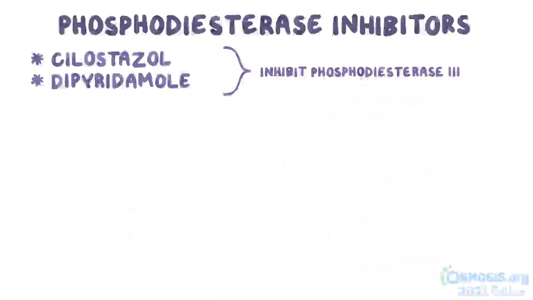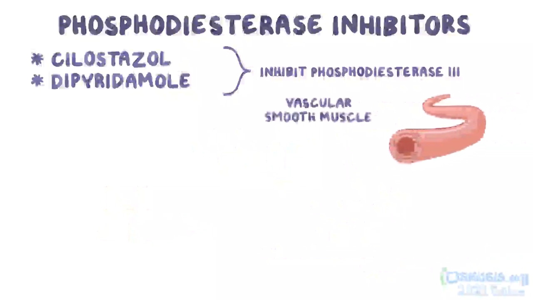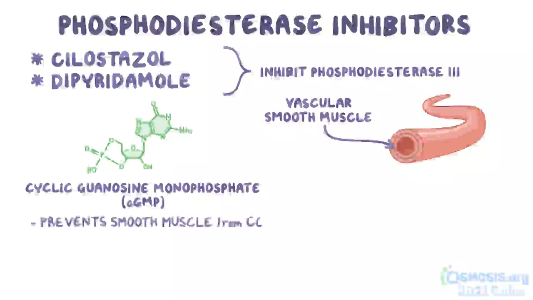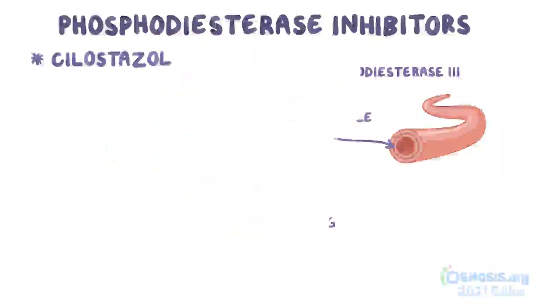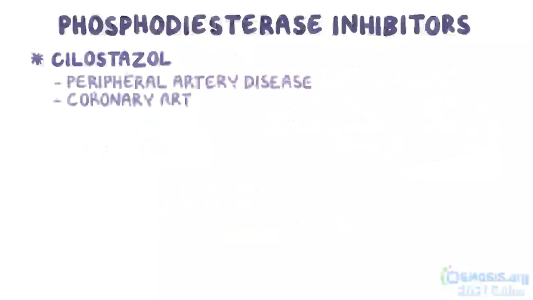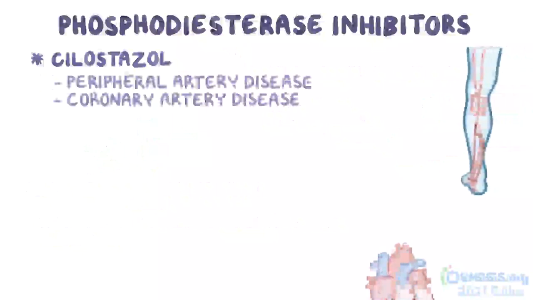Additionally, these medications inhibit phosphodiesterase 3 inside of vascular smooth muscle cells, and inhibit the breakdown of cyclic guanosine monophosphate, or cGMP. Increased levels of cGMP inside prevents the smooth muscle cells and vessels from contracting, which results in vasodilation. Because of this property, cilostazol is used primarily for the treatment of peripheral artery disease and coronary artery disease, where there is significant blockage in the arteries of the lower extremities and heart.